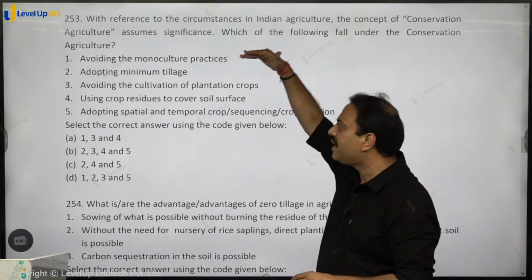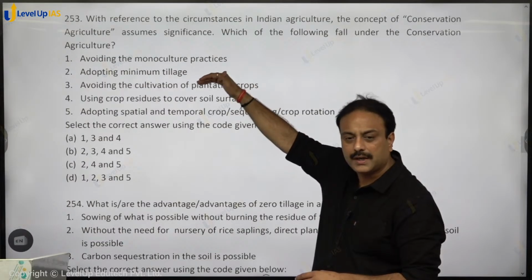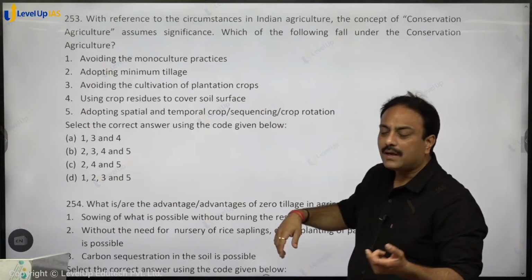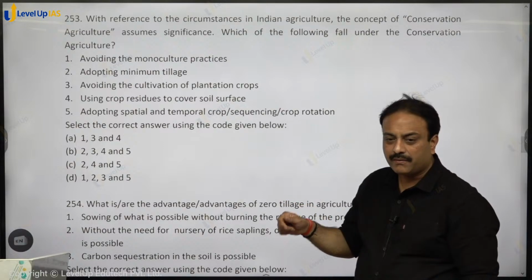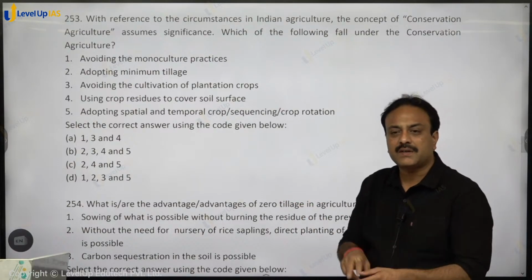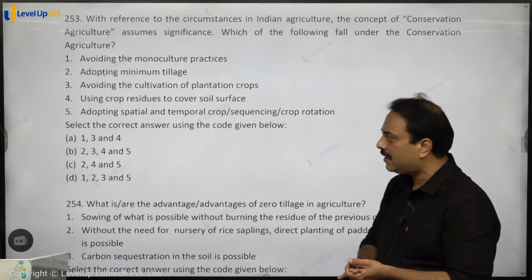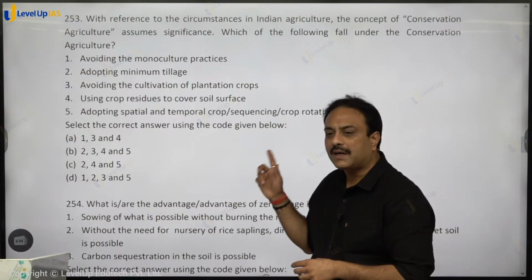Conservation agriculture says monoculture has to be stopped. It should not take place. Adopting minimum tillage: when the tillage is less, water will be conserved, soil will be conserved, everything will be there. Avoiding cultivation of plantation crops.